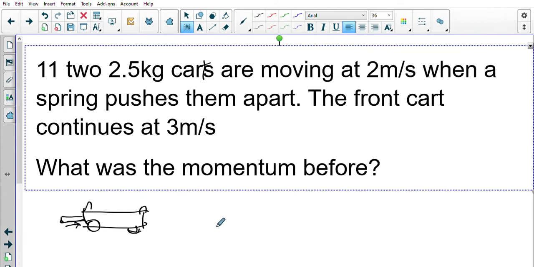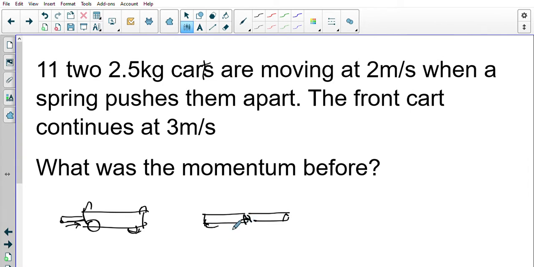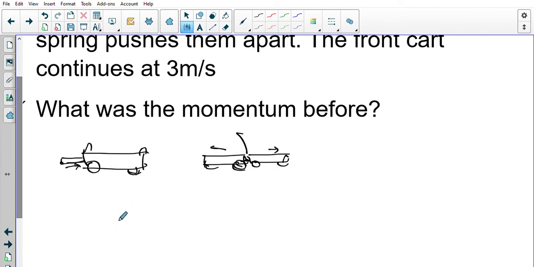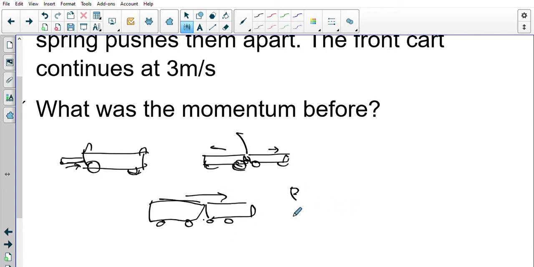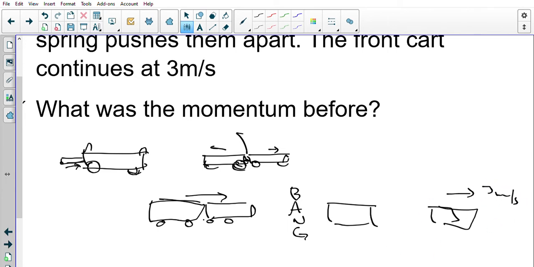And so what we do is we take two of these carts and stick them together, and the spring is pushing them apart, but we've got a little pin that holds them. You pull the pin and then they fly off in opposite directions. In this case, the two carts are tied together and moving, and then bang, the two carts separate, and one travels off at 3 meters per second. Great. So two are moving at 2 meters per second, and the front cart moves at 3. What was the momentum before? That's what we want to know.